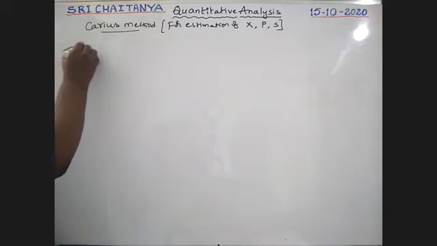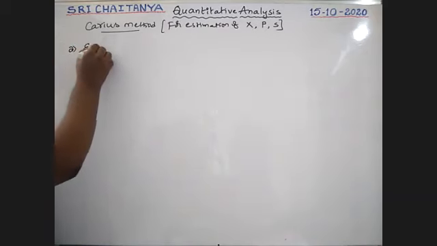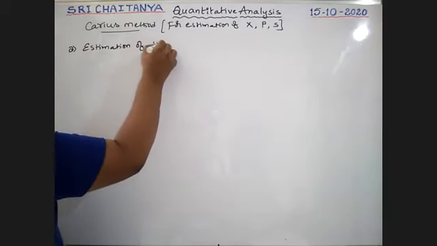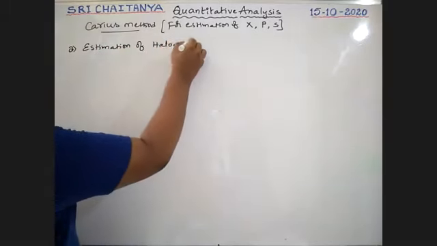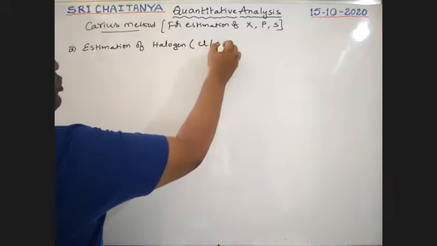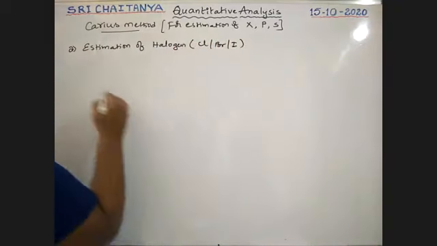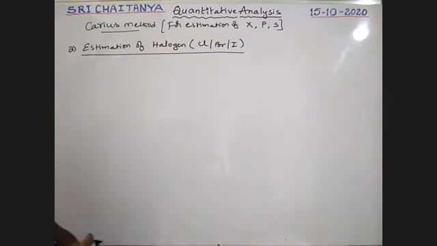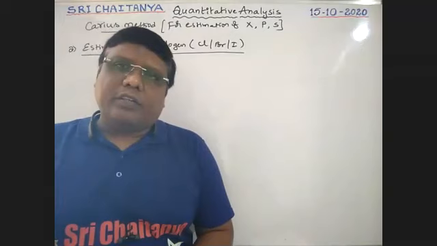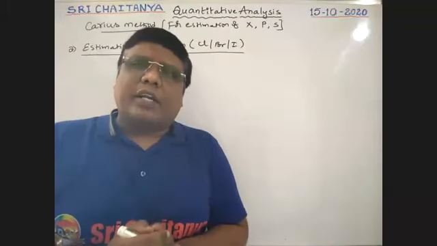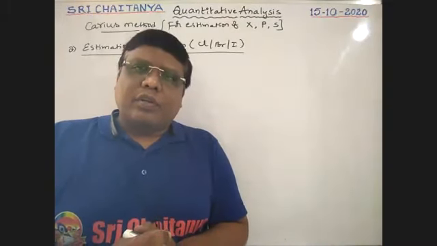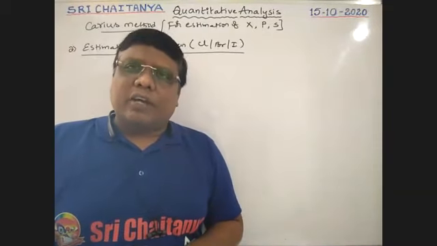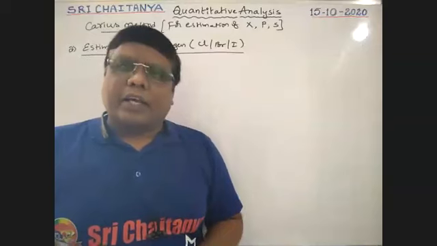A. Estimation of halogens, that is chlorine or bromine or iodine only, boys. Estimation of halogens by the Carius method. See, boys, our organic compound contains halogens. So how much halogen is there? The percentage of halogen we are going to find out, by the Carius method.